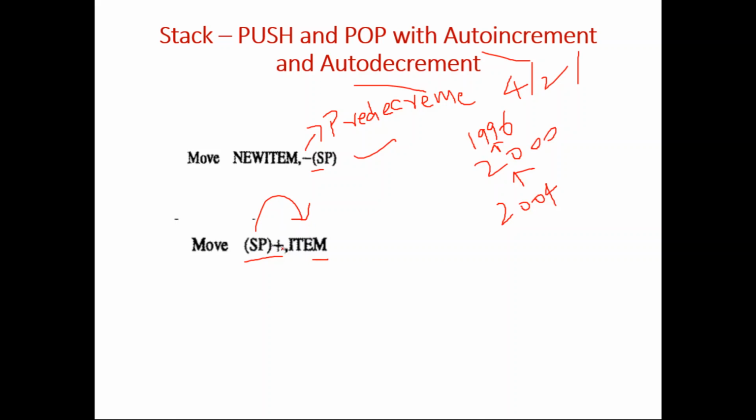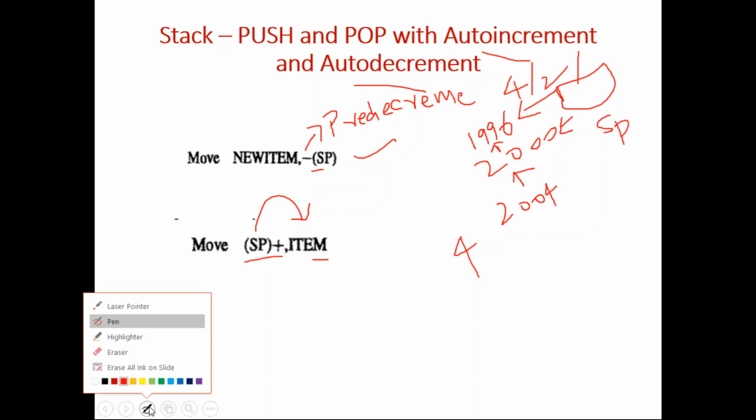First move the content pointed to by SP to the memory location item, and then increment the pointer. Say currently SP is pointing to location 1996, and there is some data. Once you remove that element, SP should point to the next location, which is 2000. So how will you get 2000 from 1996? By adding. How much it adds depends on the word size of the computer. Here we assume the word size is 4, so it will add 4. So this is how push and pop work with auto increment and auto decrement.